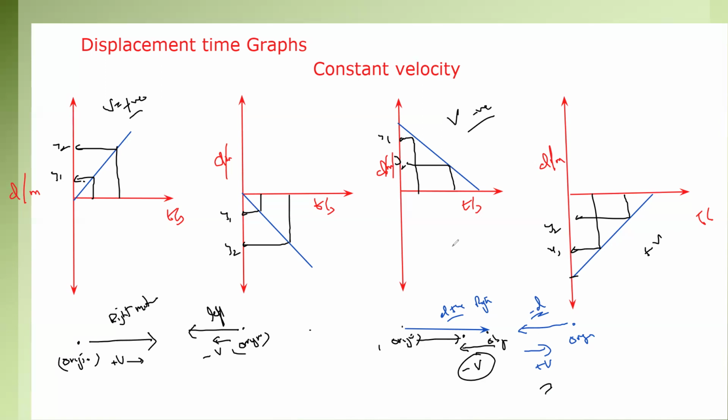Is it clear? The four examples of constant velocity in terms of the motion. Any question or doubt at this point?